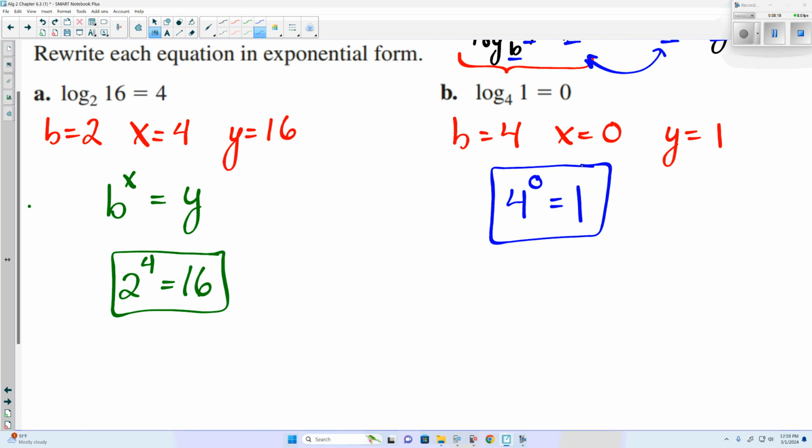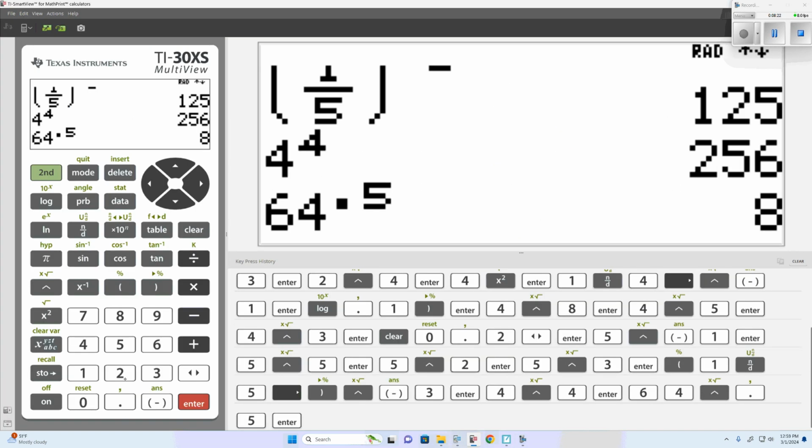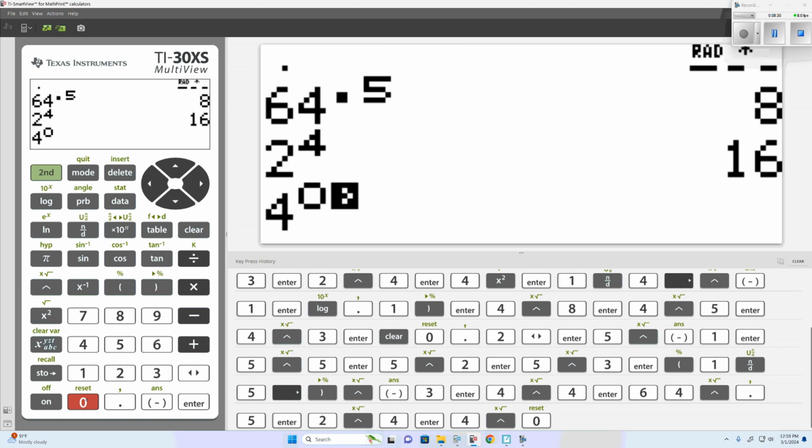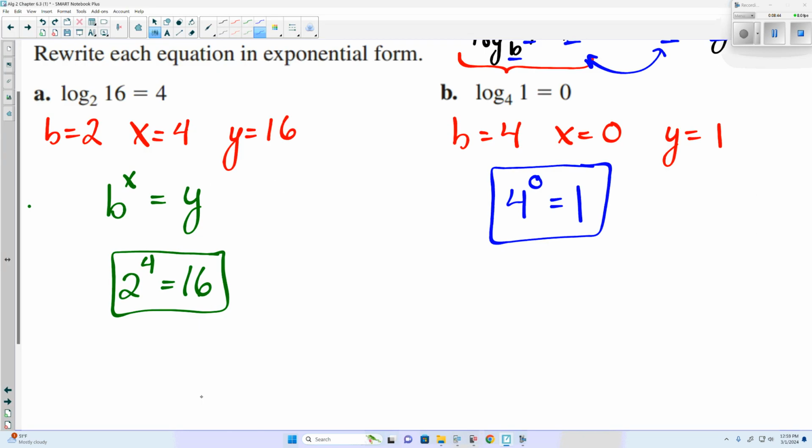And the nice part with both of these here, 2 to the 4th, well, I can grab a calculator and say 2 to the 4th power is 16. So that was set up correctly. The one we just did was 4 to the 0 power is 1. Anything to the 0 power is 1. There's only one exception, and that is 0. We can't have 0 to the 0 power. But that's it there. Questions on this here?